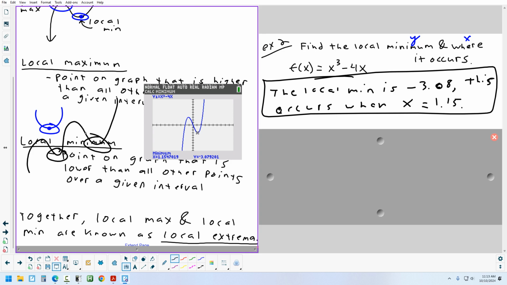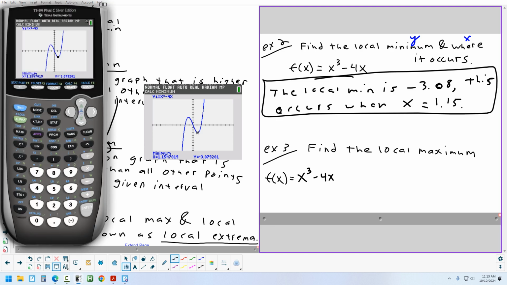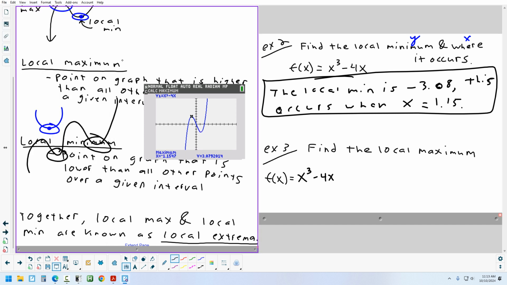Yep. Now, it would be the same idea for the maximum. Does anyone have a question on how you would do maximum on the calculator? Is it just the second calc and then maximum? Yeah, it's just second calc and then maximum. This graph happens to be symmetrical, so you get kind of the same answer. Just the positives and negatives kind of switch. So the maximum is 3.08.